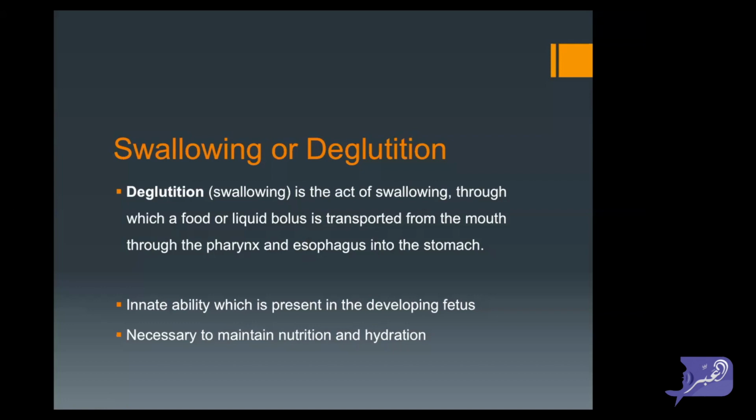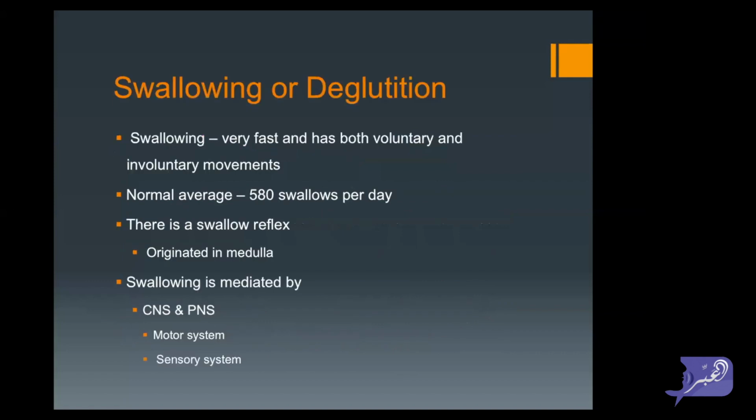So deglutition is the act of swallowing through which a food bolus is transported from the mouth through the pharynx and the esophagus into the stomach. Okay, long pathway through the alimentary tract. It's an innate ability that we develop as humans, even as fetuses. Even in the womb, the fetus is able to swallow. And I don't know if you've seen, but there are some videos of ultrasounds of baby infants where we can notice that they are swallowing the amniotic fluid. So swallowing is actually a very, very primitive kind of act that we learn very, very early on. And it's necessary, of course, to maintain hydration and nutrition.